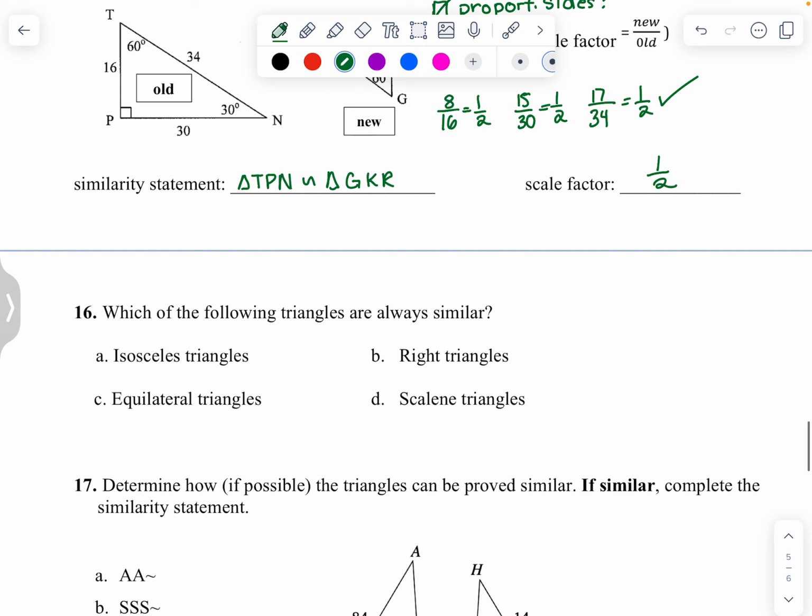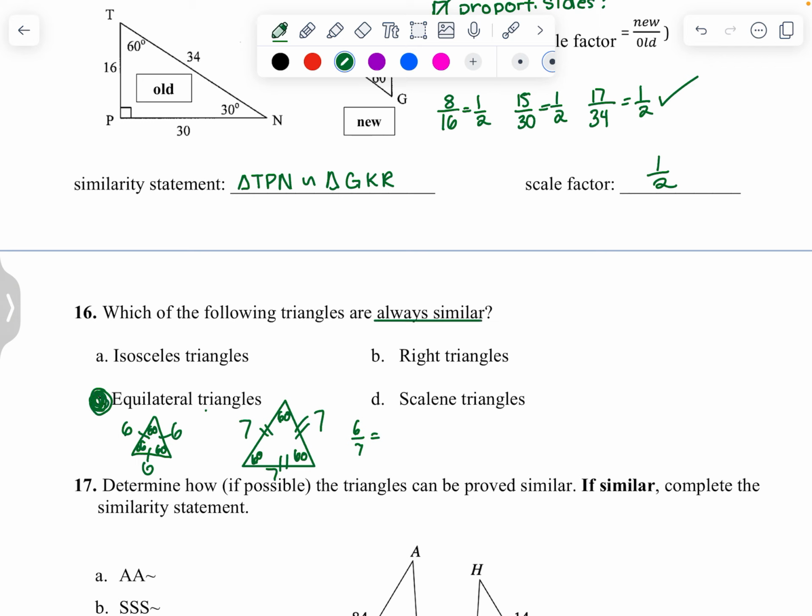Which of the following triangles are always similar? There's 2 kinds. Equilateral triangles are always similar because they always have proportional sides. So here are 2 equilateral triangles, 60, 60, 60 in both. So that's the congruent angles. And then the proportional sides: if this was 6, 6, 6, and this was 7, 7, 7, 6 over 7 would be 6 over 7 each time. So equilateral triangles are always, always, always similar.